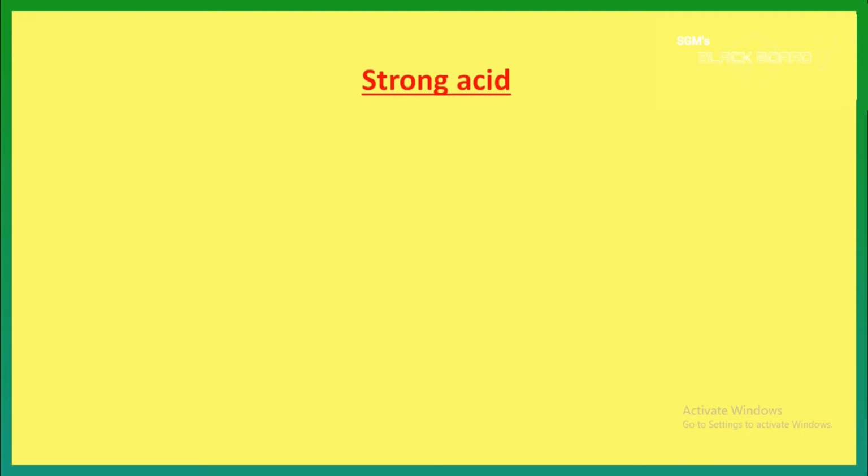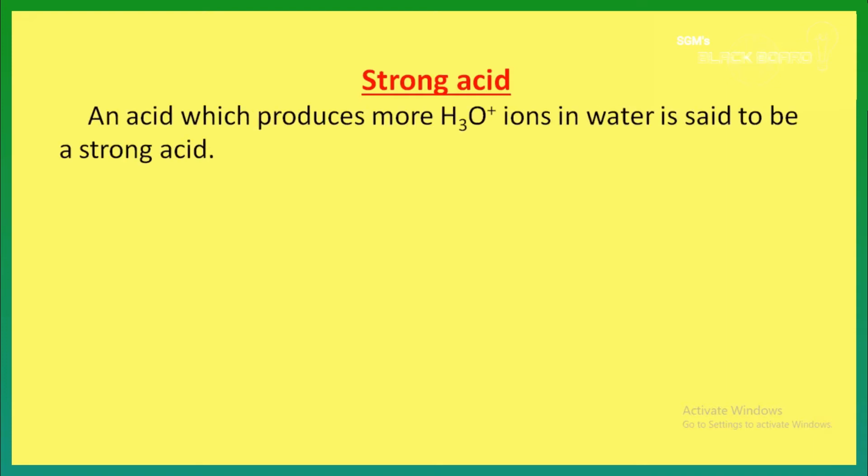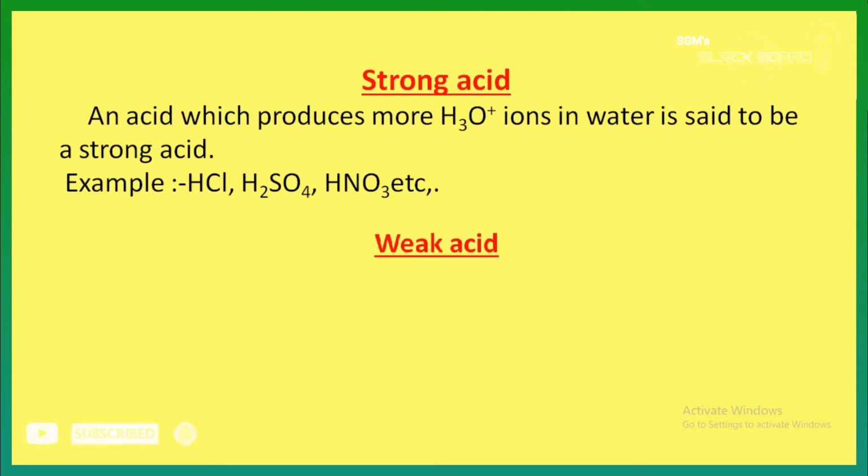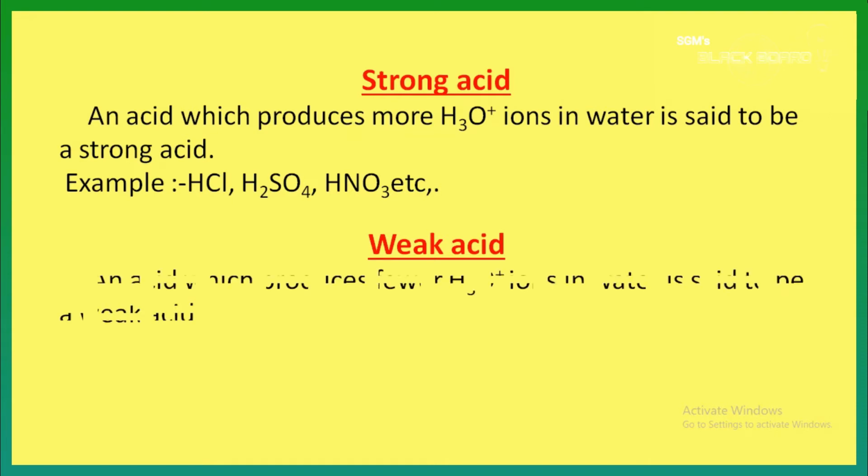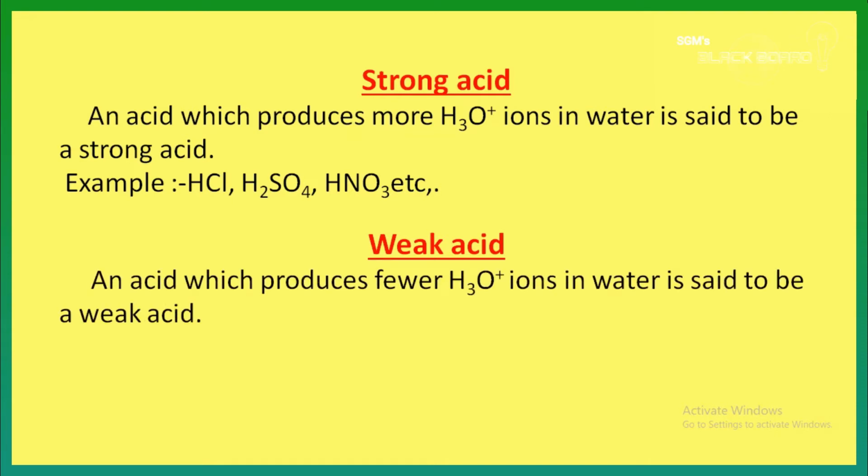Now let us define what is a strong acid. An acid which produces more H3O+ ions in water is said to be a strong acid. Example: HCl, H2SO4, HNO3, etc. Weak acid. An acid which produces fewer H3O+ ions in water is said to be a weak acid. Examples: acetic acid CH3COOH, carbonic acid H2CO3, phosphoric acid H3PO4.